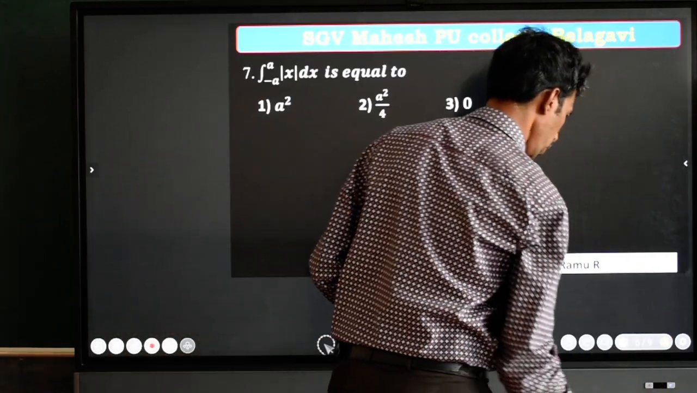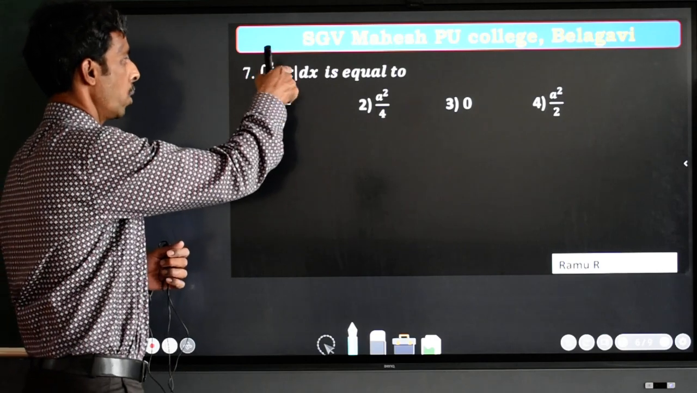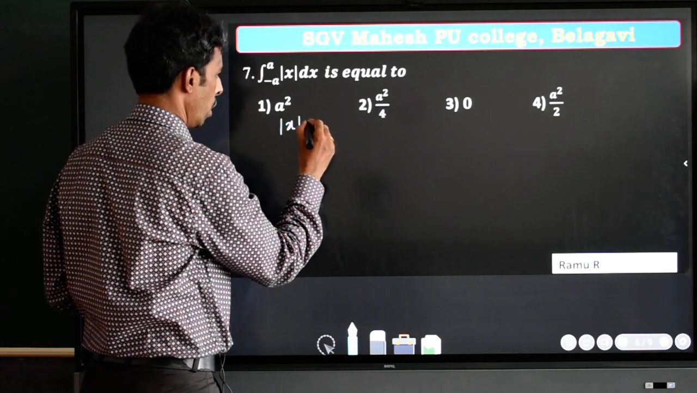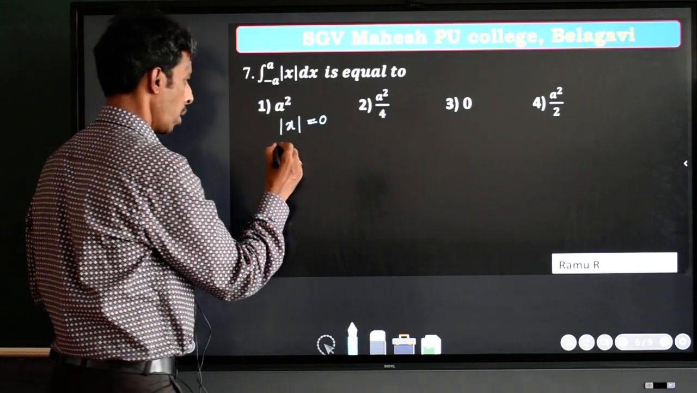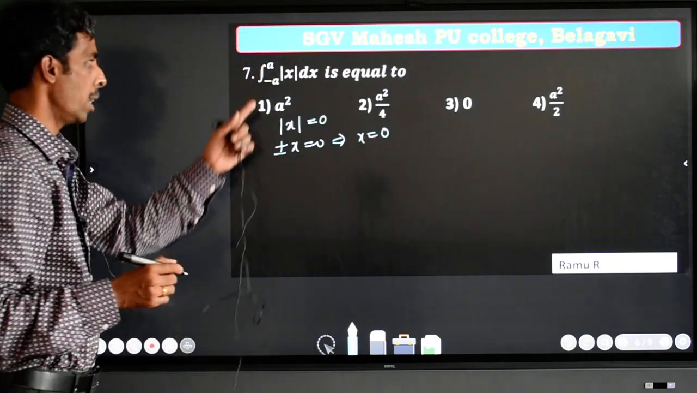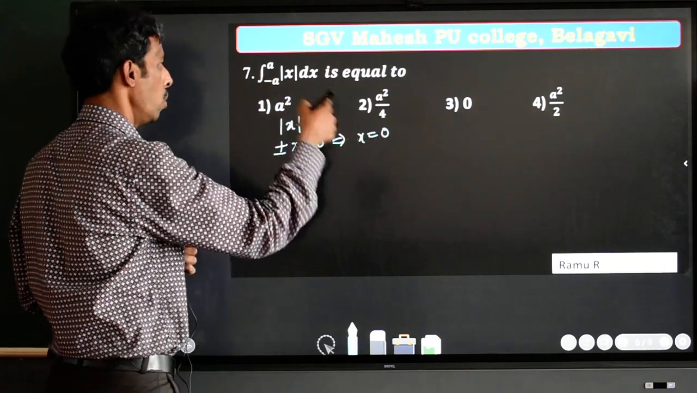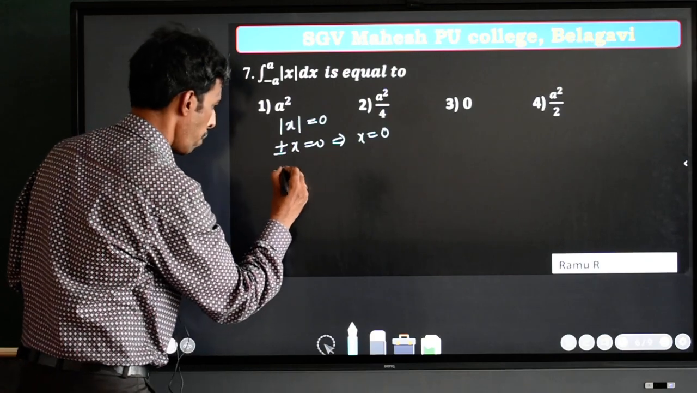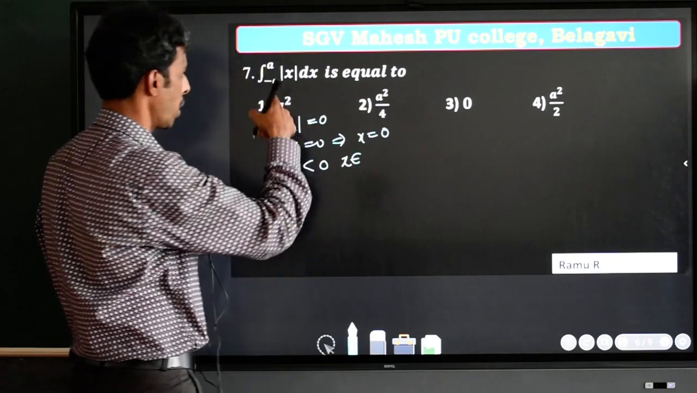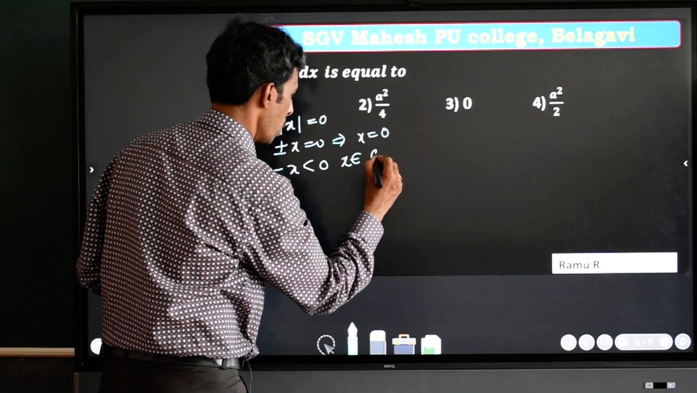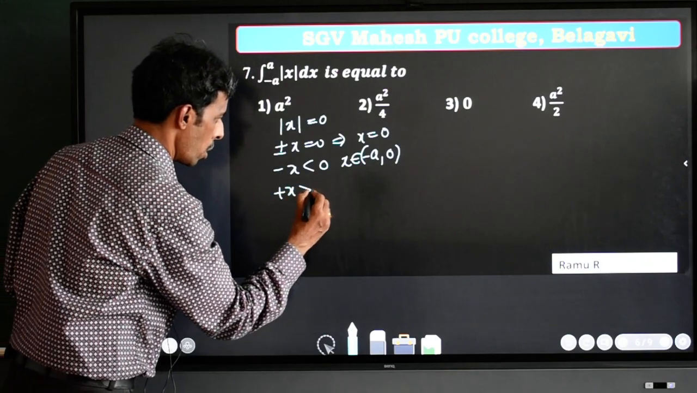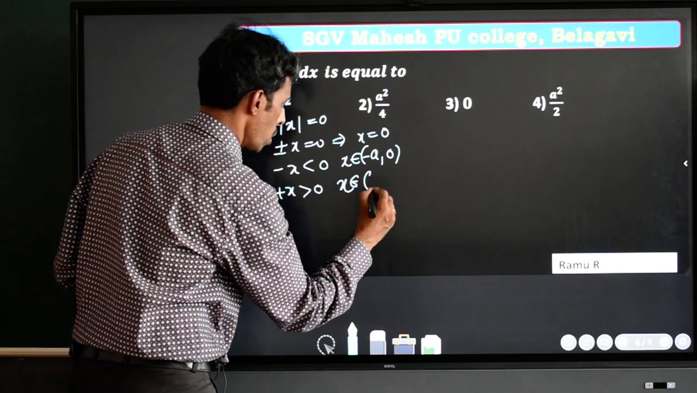Next. See, the integral from minus a to a of mod x dx. Mod of x equal to 0, so plus or minus x equal to 0, which implies x equals 0. So here the limits lie between minus a to 0 and 0 to a. See, minus x applies when x is less than 0, so x belongs to minus a to 0. And plus x applies when x is greater than 0, so x belongs to 0 to a.